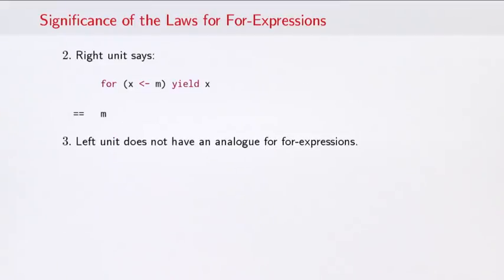The right unit law also has a significance for for expressions. It essentially says that the trivial for expression here, where I generate x and immediately return it, is the same as the original value that you see here. For the left unit law, I haven't found an analog like that for for expressions, so it seems that as concerns the behavior of for expressions, only associativity and right unit are important.